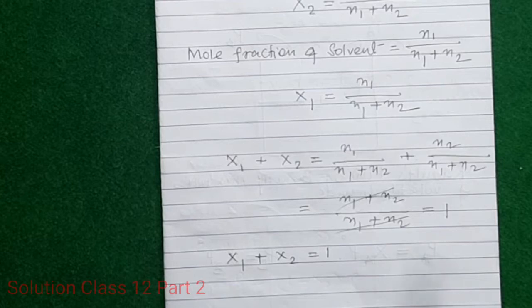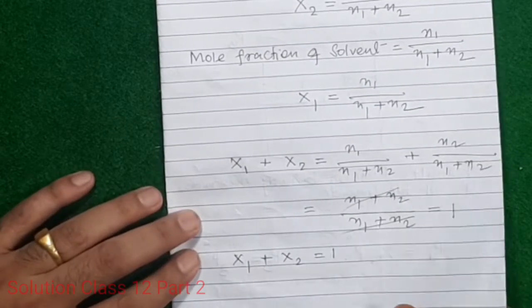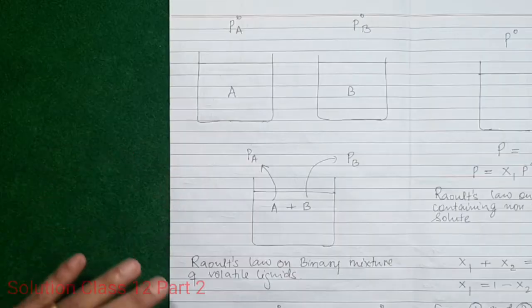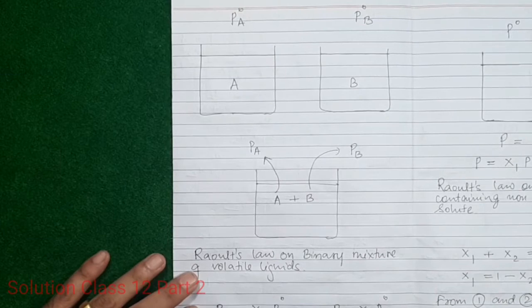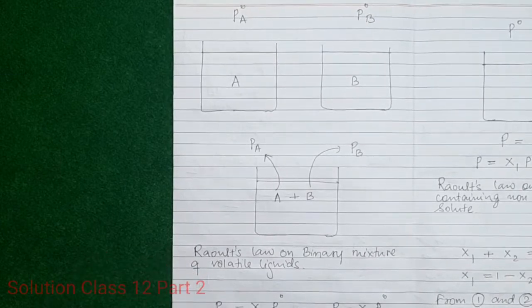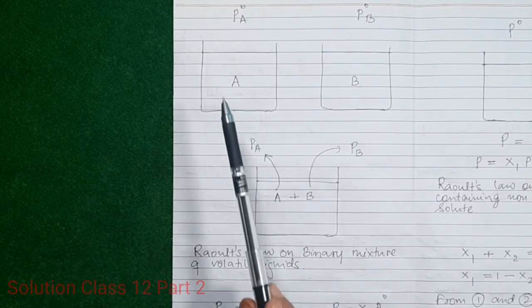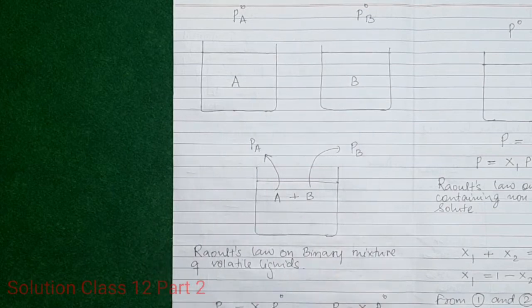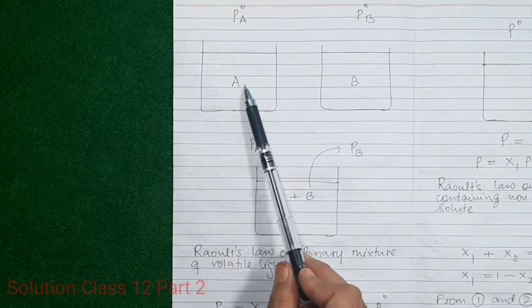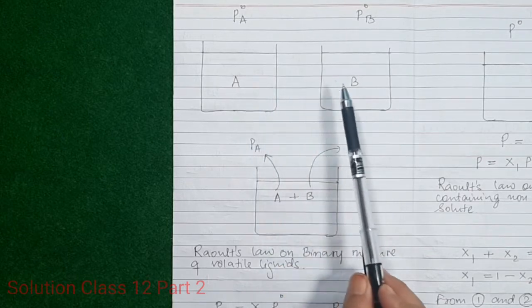I want you to learn about mole fraction properly, because now we have a situation. The situation is that we've got a liquid here, in fact two liquids. They are different liquids, meaning they are differently volatile. One of them is more volatile than the other, and now they are in pure state. This is pure A and pure B.